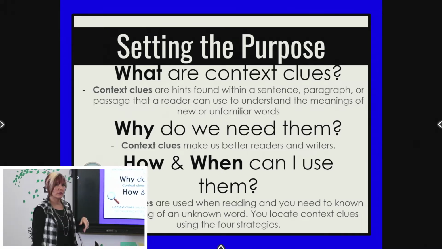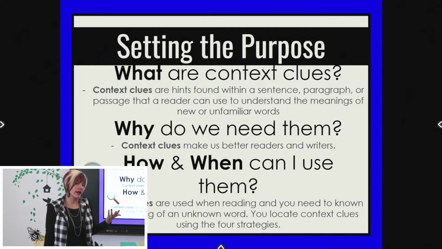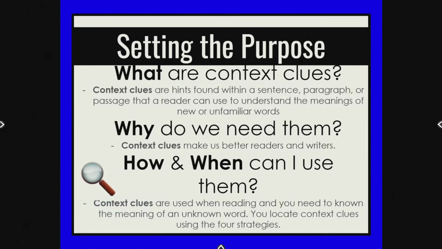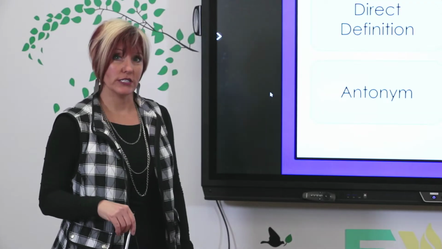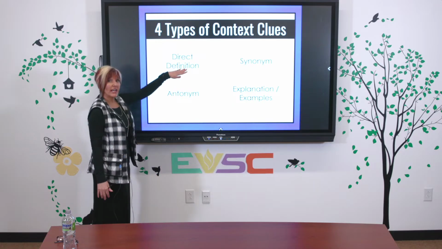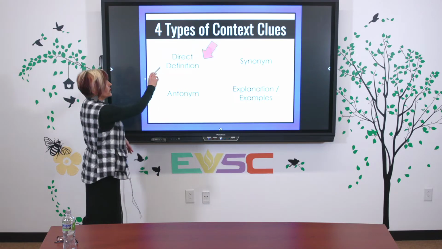So why do we need them? Well, it helps us to become a better reader and a writer, and it also helps us understand what we're reading. And then how and when can you use them? Well, we can use them reading anytime, even if somebody's talking, they might even give a context clue. So make sure that you use them anytime you're listening or reading anything to locate any kind of clues for those words. There are 4 strategies, and we're going to talk about 3 of them. The one we're going to talk about today is called direct definition, okay? We're going to do that today.